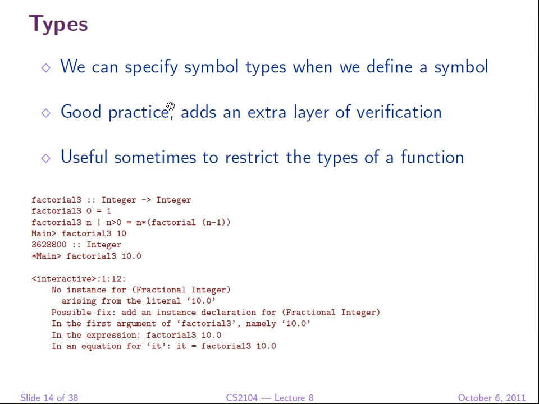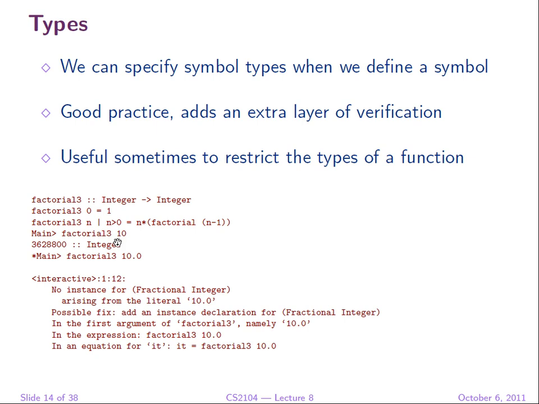All right. So now we can specify symbol types when we define a symbol, and it's good programming practice. So for instance, for factorial 3, I'm going to say that factorial 3, which I am about to define, must be Integer to Integer. And then for factorial 3, I'm going to use exactly the same definition as for factorial 2.